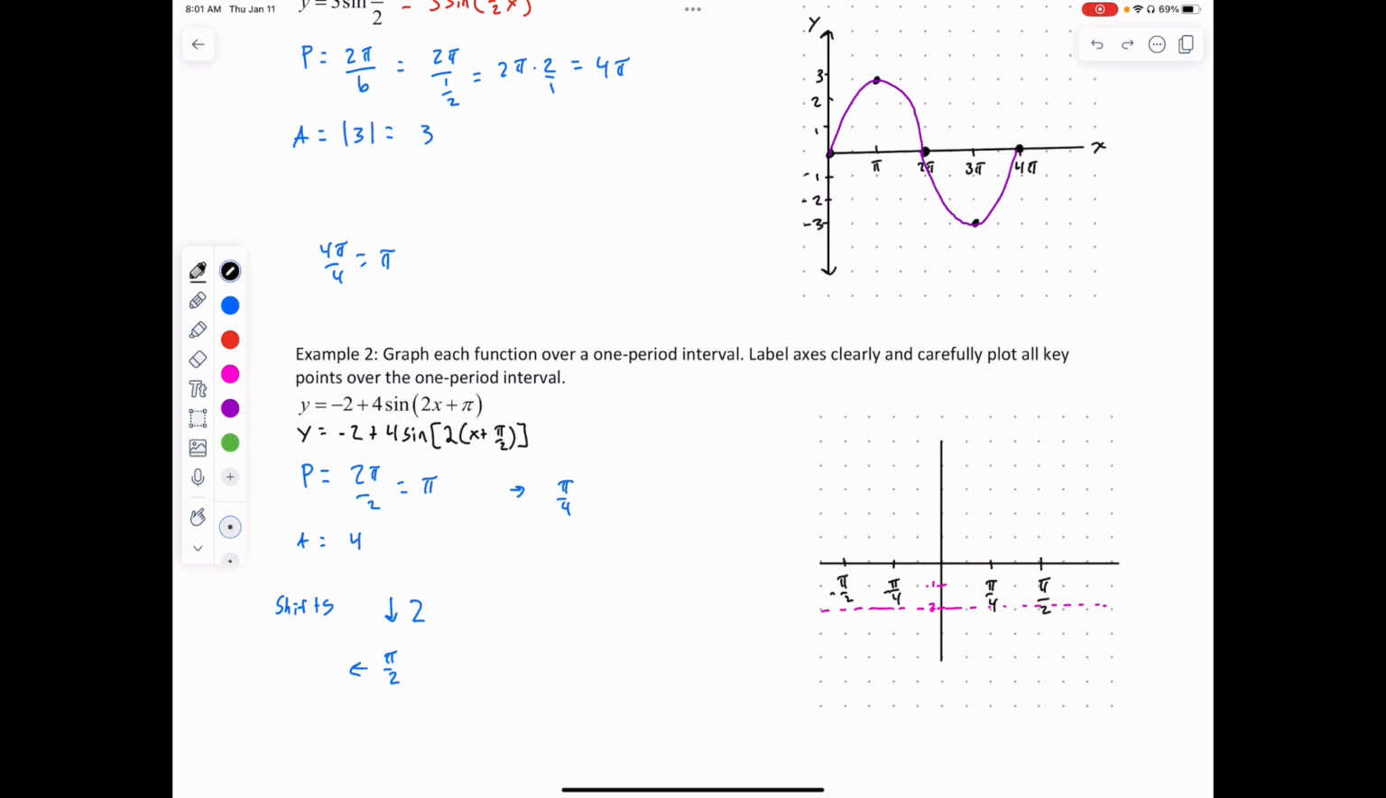At negative pi over 2, I'm just going to stay at equilibrium, just as we did up here. At pi over 4, I'm going to have to count up 4, an amplitude of 4. 1, 2, 3, 4 puts me up here, which would be at a y value of 2, because we started counting from the point of equilibrium. Then at 0, I will be back down. We're just continuing the pattern, right? And then at pi over 4, I'm going to have to go down 4. 1, 2, 3, 4 puts me down here, -3, -4, -5, all the way down here at -6, and then back to equilibrium. And so to sketch this, it's the same shape, right? We get the same sort of wave function happening.